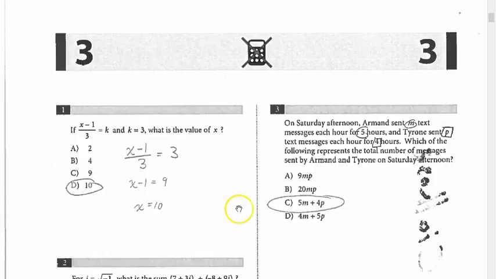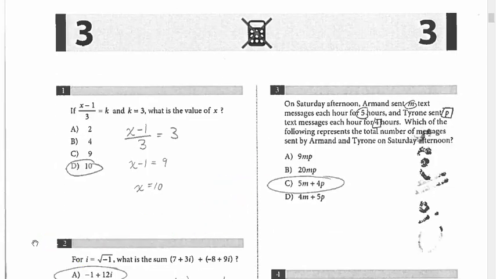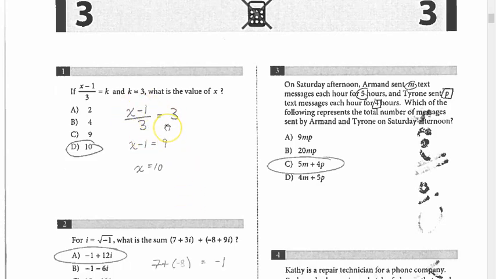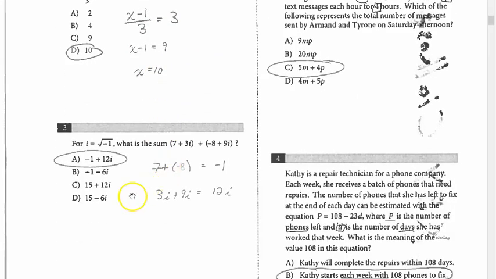So as we move on here to question 1. For question 1, we have if (x minus 1) over 3 is equal to k, and k is equal to 3, what is the value of x? So this is a multivariate equation, but again, we're just going to substitute that 3 in and solve for x. So first step here, I have my variable on the numerator of a fraction, so I multiplied the denominator on both sides to get x minus 1 is equal to 9. Adding 1 to each side gets me x by itself.